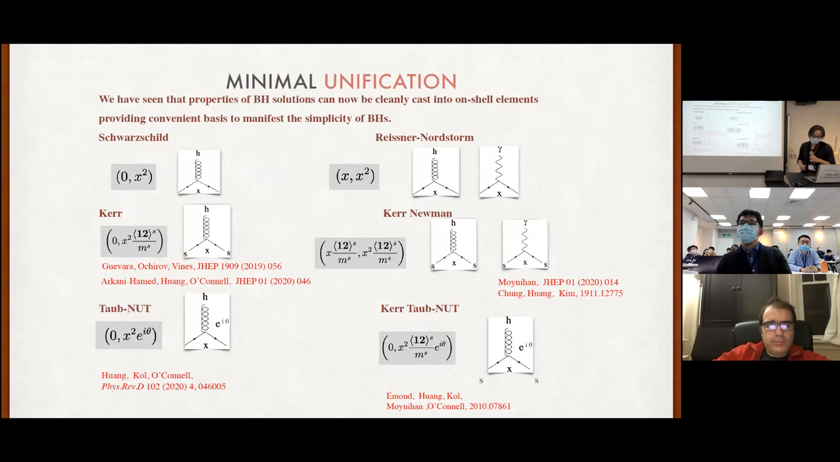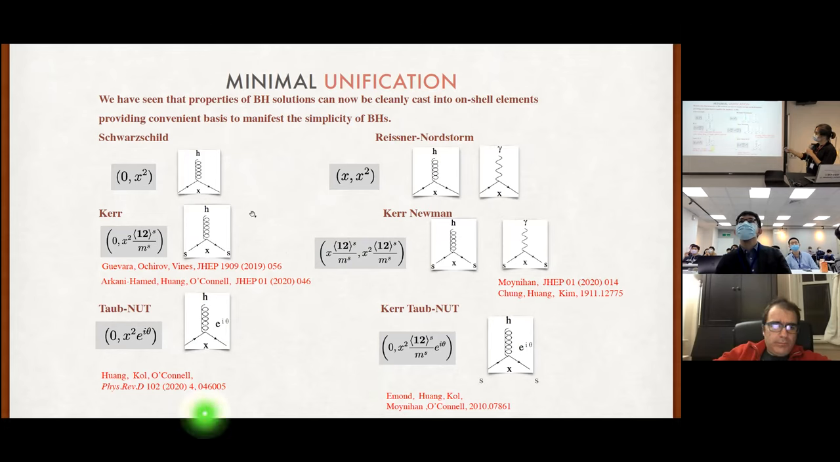Good. So now we have the unification of all possible four-dimensional black hole solutions just from this minimal coupling. These are the known four-dimensional black hole solutions: Schwarzschild, Reissner-Nordström, Kerr, Kerr-Newman, Taub-NUT, and Kerr-Taub-NUT. And now we can describe each of these solutions just through these minimal couplings.